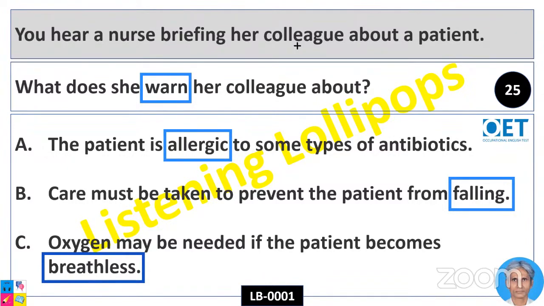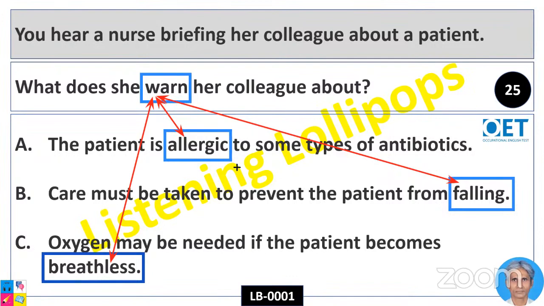So she is warning about a particular type of problem. This warning is maybe allergy, or falling down, or breathlessness. Now you have to focus on these three particular things. If you focus on these things, then only it will be easy for you to understand. So you have to focus on allergies, falling, and breathlessness. This is one angle of the story.